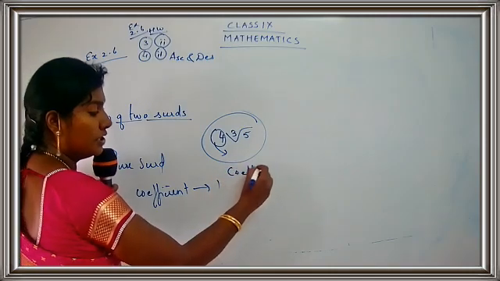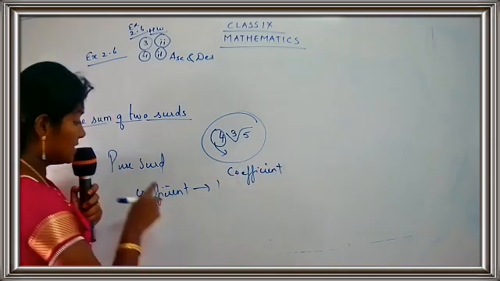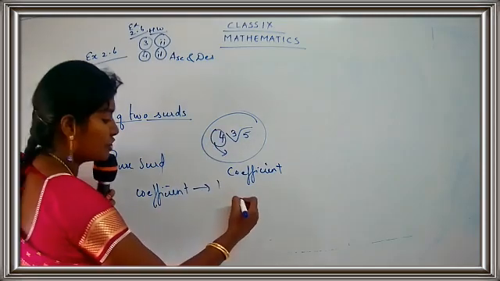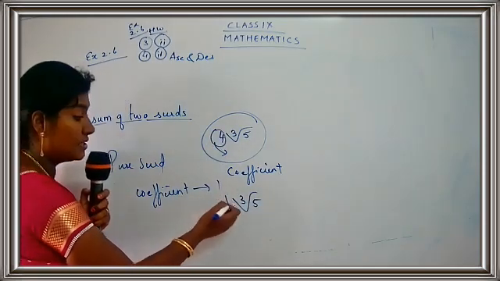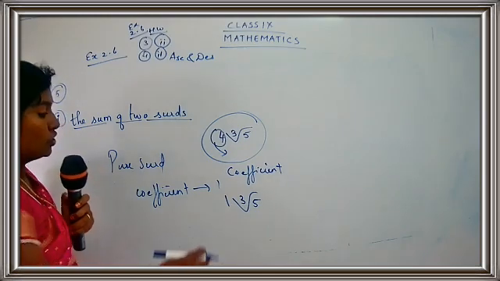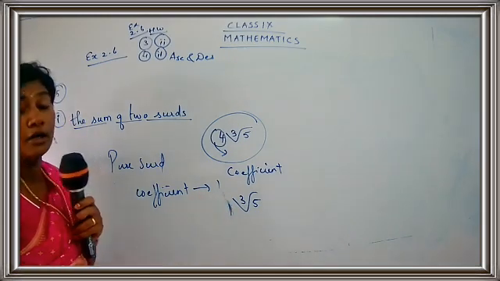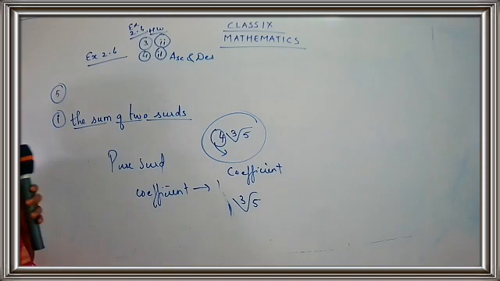Are you getting my point? What is the coefficient? It's 4. But what is the meaning of pure surd? The coefficient should be 1. So what is the number here? Nothing is mentioned. That means the coefficient is taken as 1. So you have to get a pure surd. So the question is, can you get a pure surd when you take the sum of any two surds?